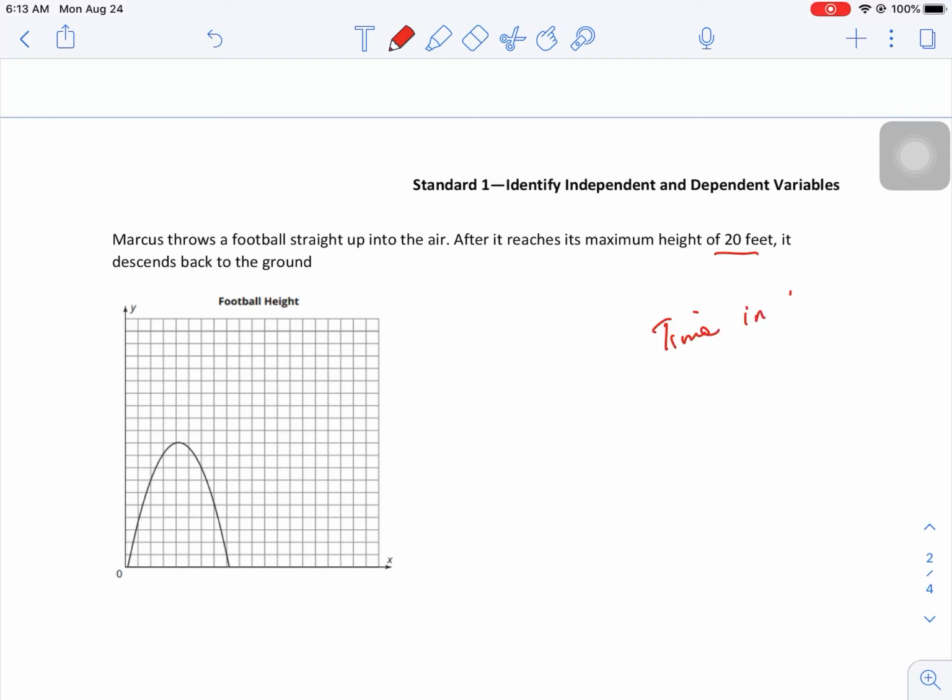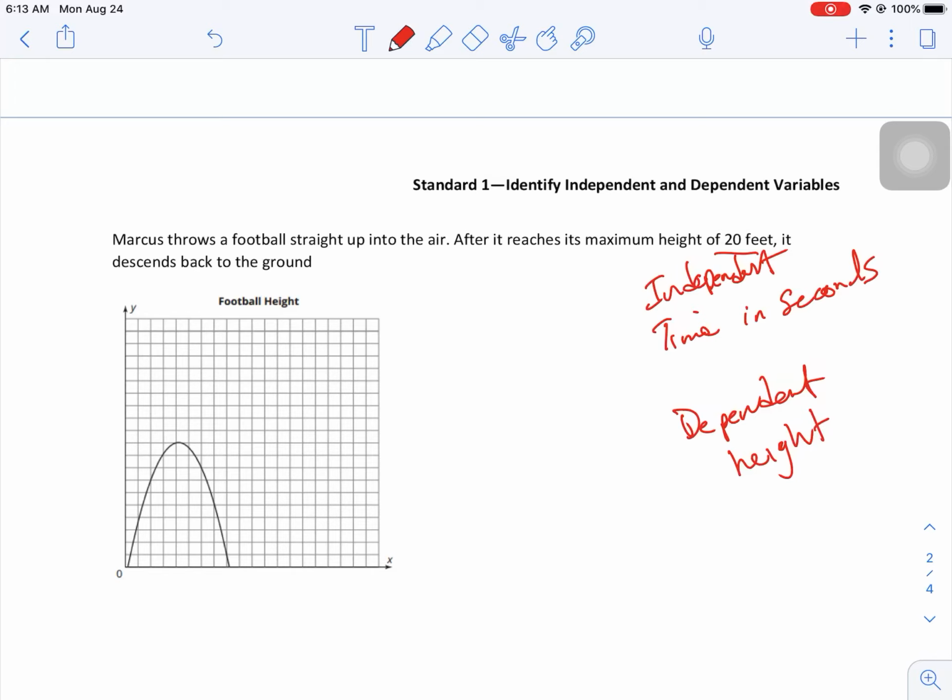It could be in seconds, which I think it is. All right, that's going to be our independent. Our dependent is going to be height.